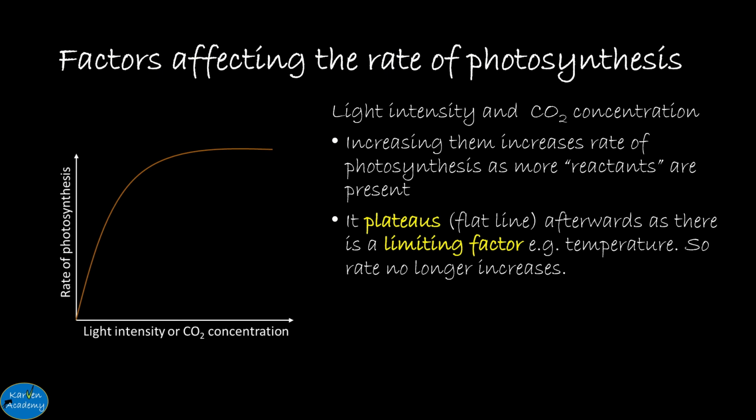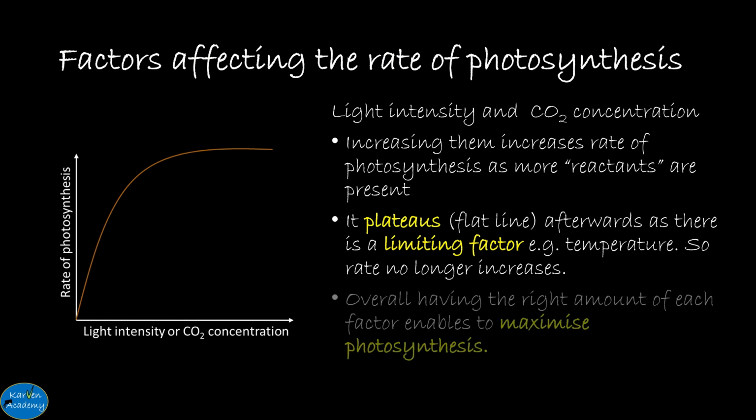So after some time, the graph plateaus, meaning a flat line. And this is because there is a limiting factor. And this could be factors such as temperature or carbon dioxide concentration or light intensity, depending on what the x-axis says. So if the x-axis said light intensity, the limiting factor could be temperature or carbon dioxide concentration. If it was carbon dioxide concentration, the limiting factor could be light intensity or temperature. But overall, having the right amount of each factor enables us to maximize photosynthesis.